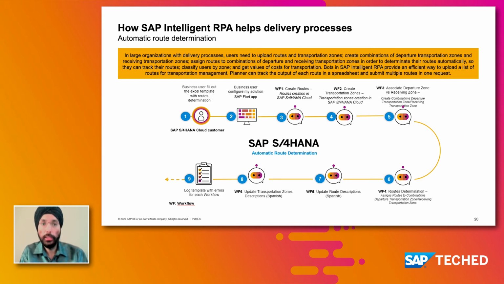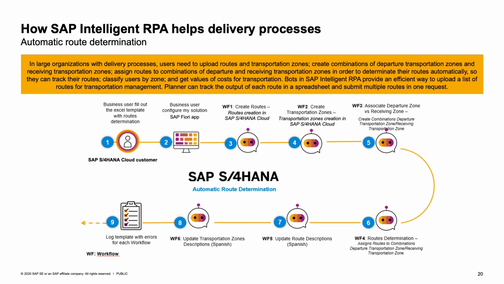We have certain scenarios in the delivery process where we continuously need to automate different tasks. The delivery process is a complex process where users need to upload the routes and transportation zones, create a combination of departure transportation zones and receiving transportation zones, and assign those routes to the combination. This is a manual activity, and it is now done with digital automation.